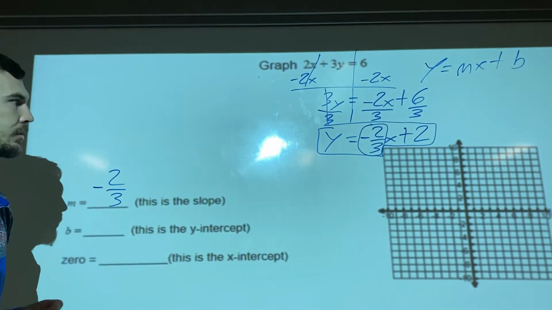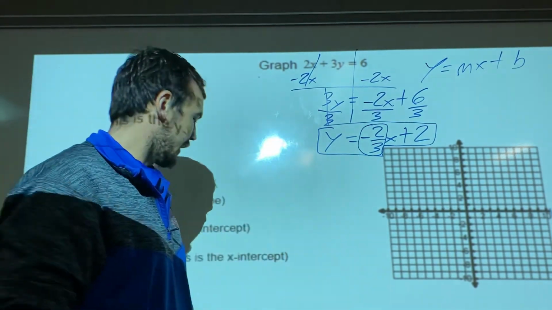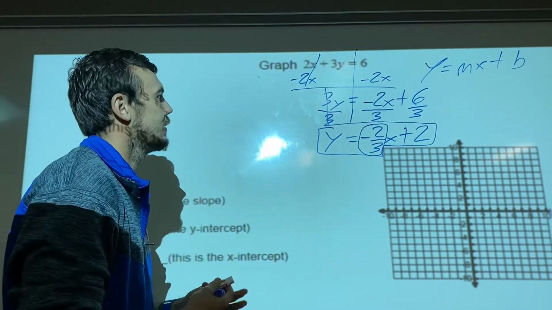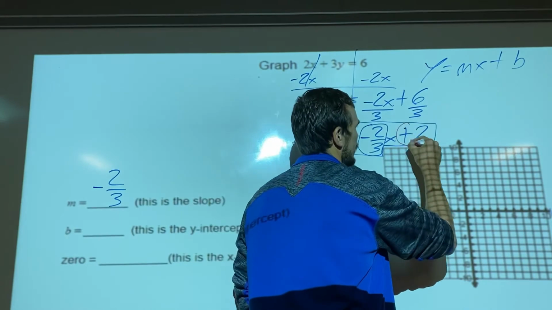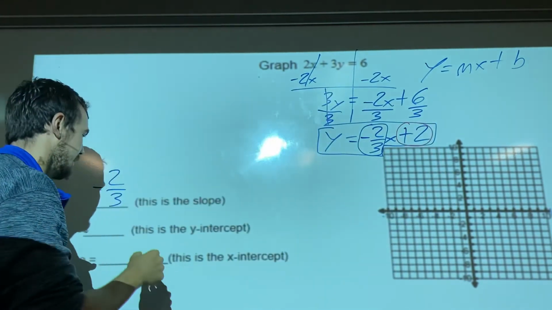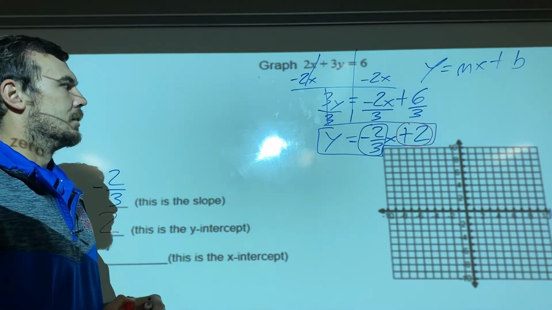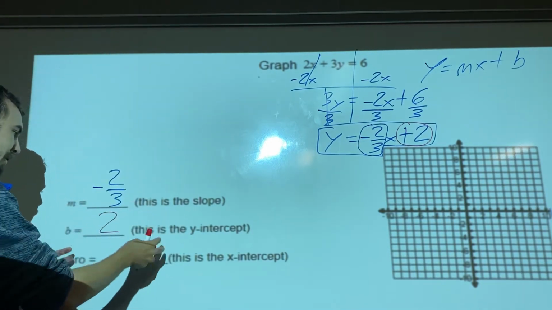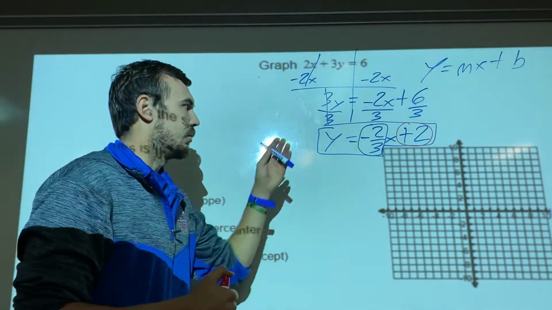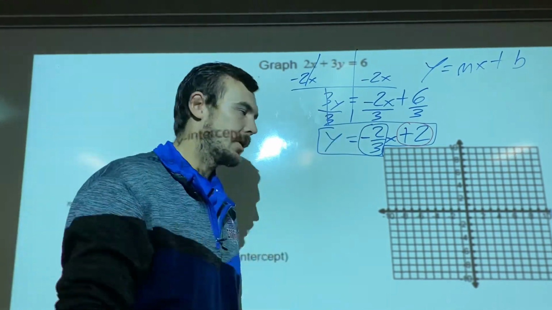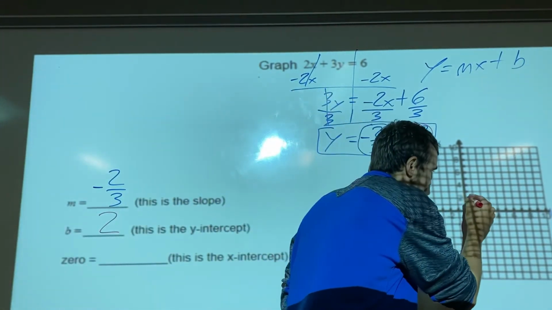All right, negative 2 over 3. Also, I can see my y-intercept is positive 2. All right, so I have a positive 2 for my y-intercept. So now the only thing I had to do is graph it and find my 0. So, where do you start when you graph it? You start at your y-intercept. Positive 2 right here.